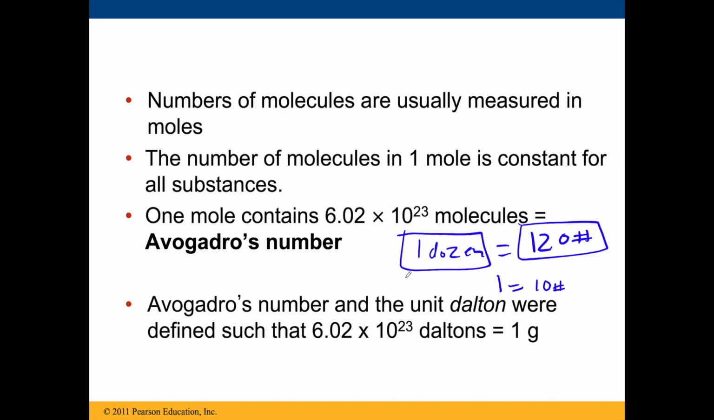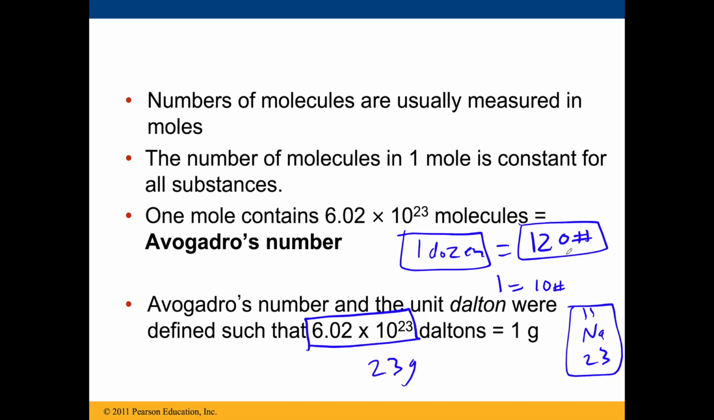That's the same thing we're doing with moles. If I know that a mole of sodium weighs 23 grams, and if I weigh out 23 grams of sodium, then I know I have this number of sodium atoms. So I'm using weight to determine number.